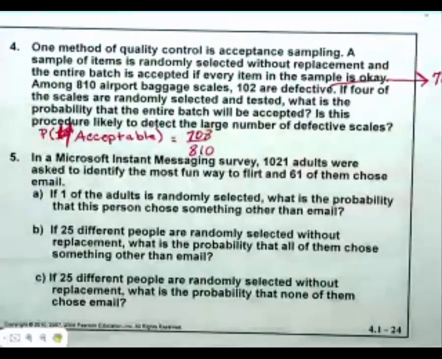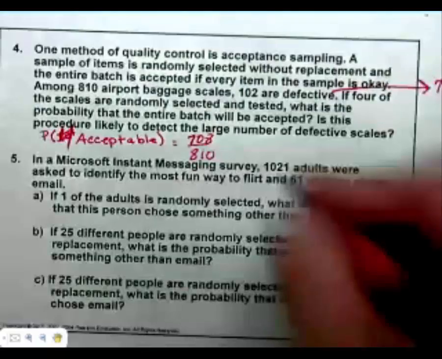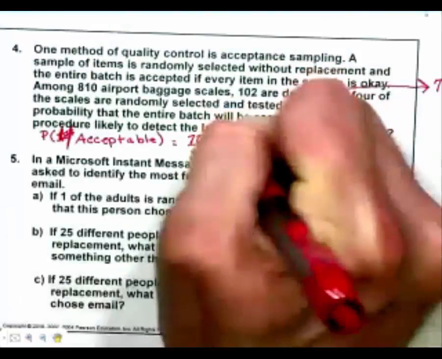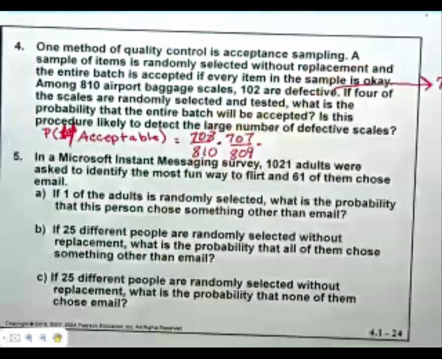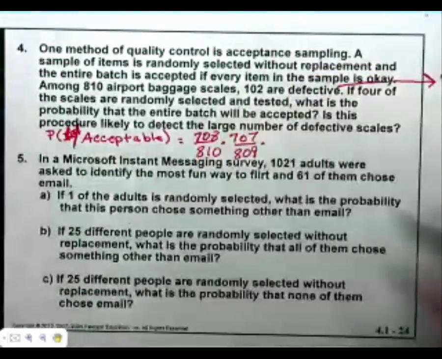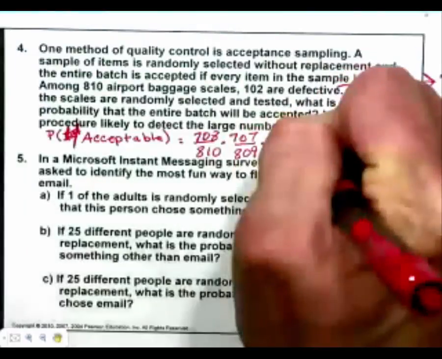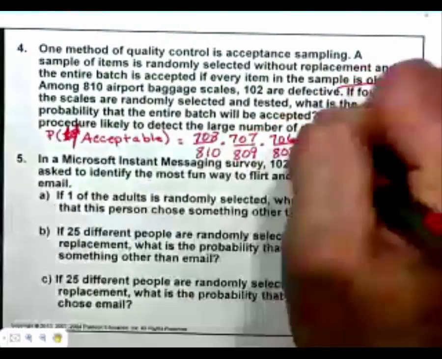If we don't put that one back in, if we draw out an acceptable and don't put it back in, what's the probability that the next one's going to be acceptable? 707 out of, now there are only 809. And if that one's acceptable and I don't put it back, what's the probability that the next one is acceptable? And the last one? Probability that the last one's acceptable?